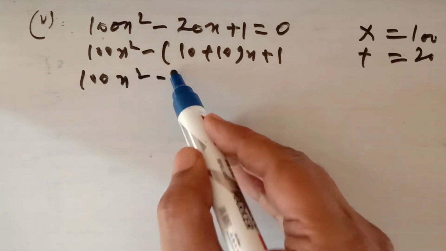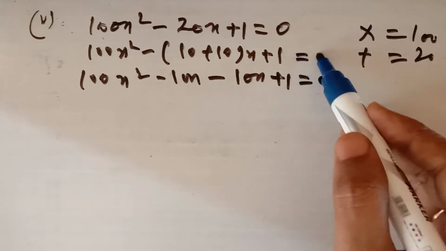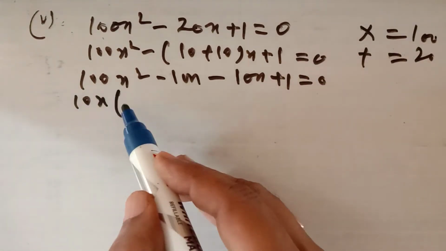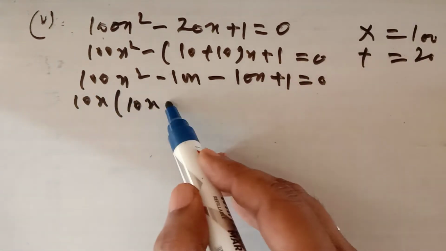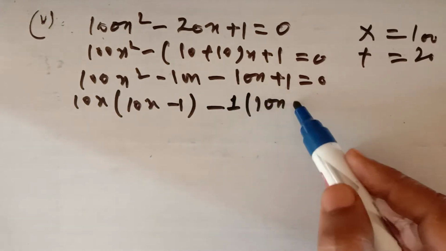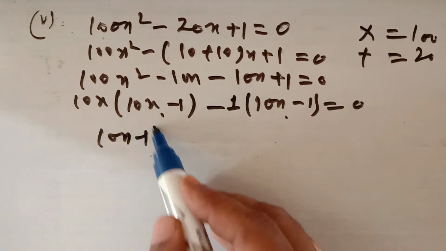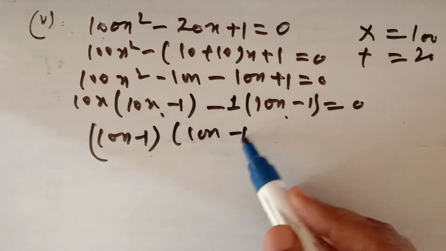Multiply and open the bracket: minus 10x plus 1 equal to 0. Take 10x common in the first two terms, it will be 10x minus 1. In the last two terms nothing is common, so you can take minus 1 common, so 10x minus 1. This must be the same, so you take 10x minus 1 common.